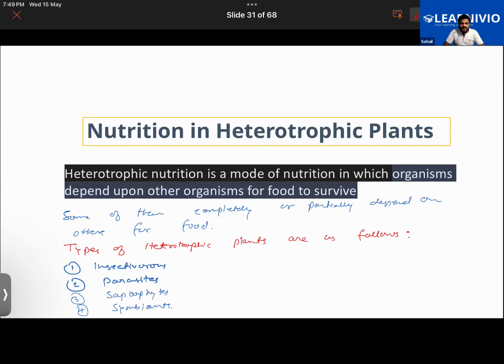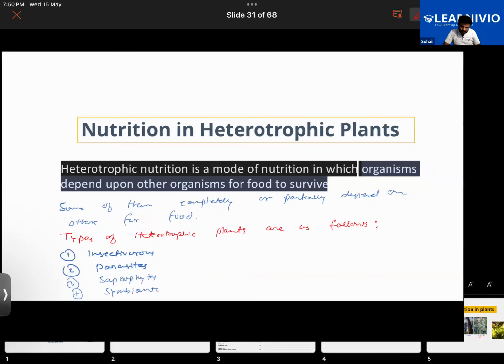Now, as you know, they are not able to prepare their own food. They would be either partially or completely dependent on others to make up for the deficiency. Heterotrophic plants may be non-green also, without chlorophyll. They might be leafless also, and devoid of the normal roots. There could be some heterotrophic plants in which neither chlorophyll, nor leaves, nor roots will be found. So they are called total parasites.